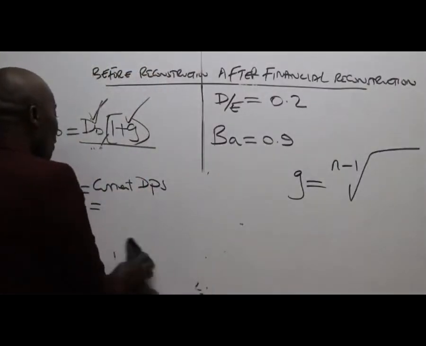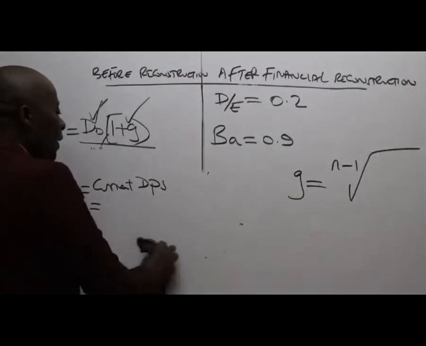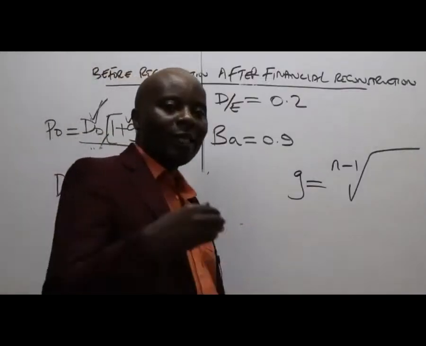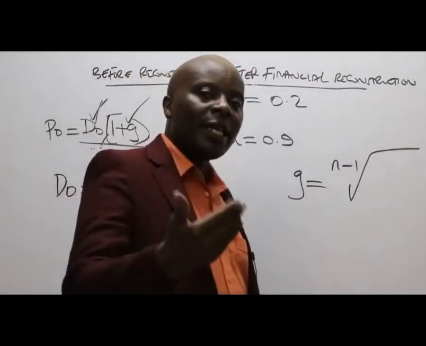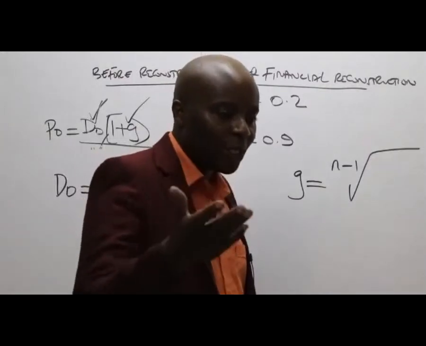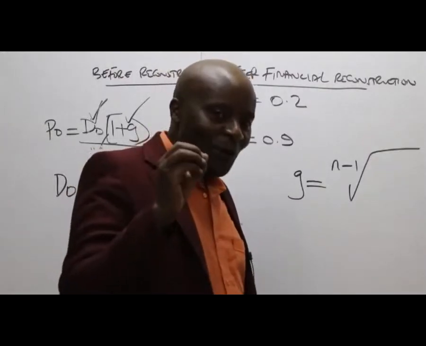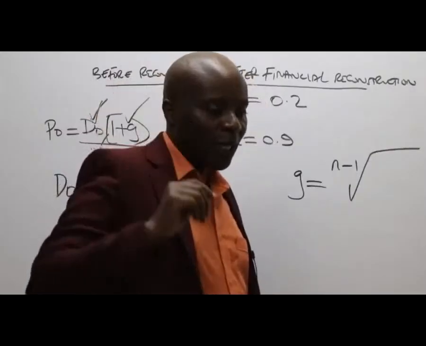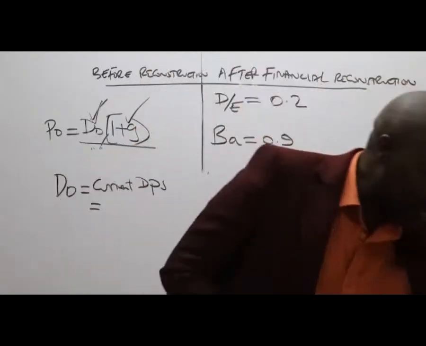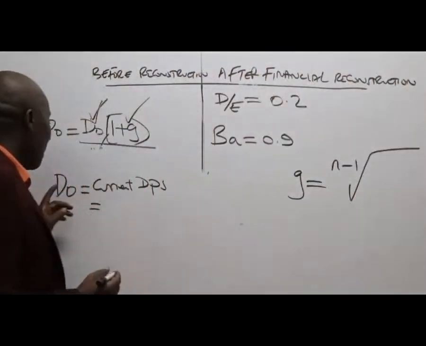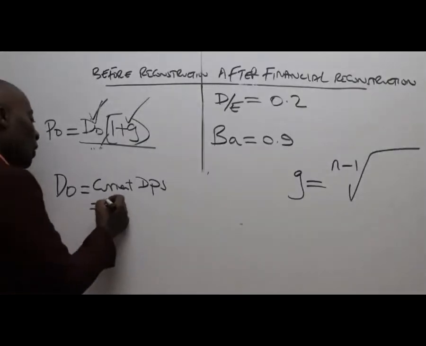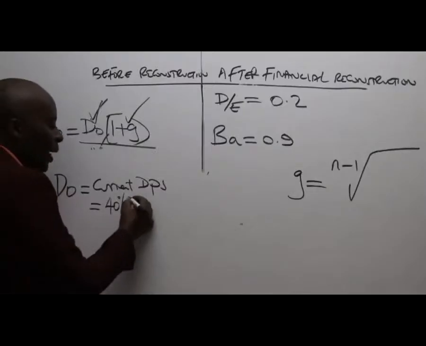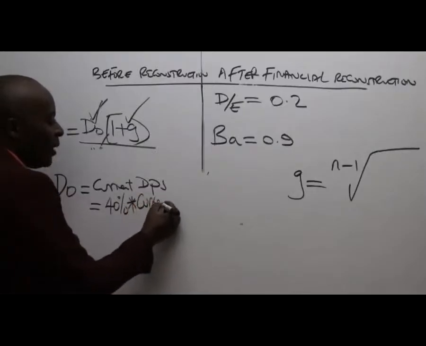You are the people who told me, Mwalimu, that the retention ratio is 60%. If the retention ratio is 60%, then we can easily get the dividend payout ratio. If we're retaining 60%, what percentage are we paying out? 0.4, 40%. So to get the current dividend, we take 40%, the dividend payout ratio, and multiply it with the current EPS.